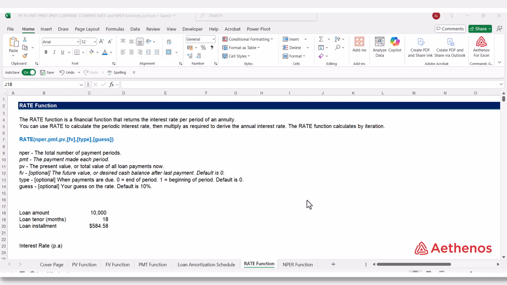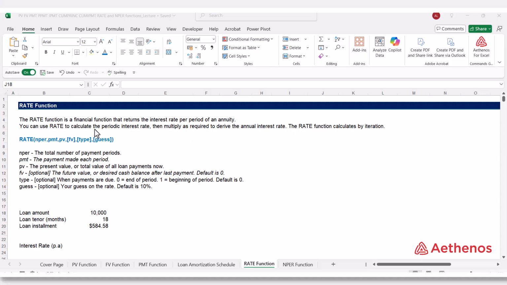Now let's look at the rate function. The rate function basically helps us to find the interest rate that is inherent in an annuity. Basically, the effective interest rate on an annuity can be found using the rate function. And it calculates by iteration. That means by trying different values until we get the correct rate.